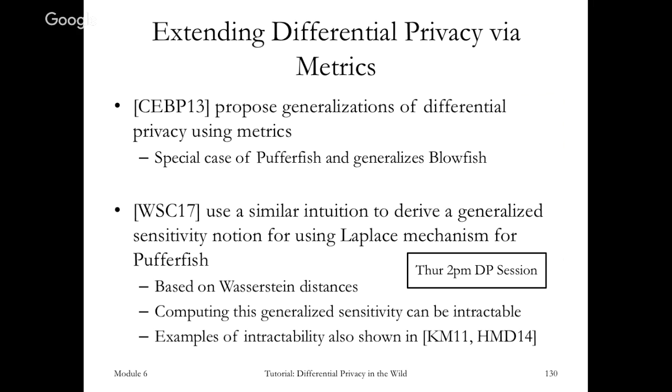There are several other works that also extend differential privacy with metrics, and if you're interested, you can read them. For example, the first work is generalized differential privacy using metrics. That work can also be considered a special instance of Pufferfish, and it also generalizes Blowfish privacy using other metrics. The second piece of work, which is going to be presented on Thursday, applies the resistance distance as a metric and computes general sensitivity based on that.